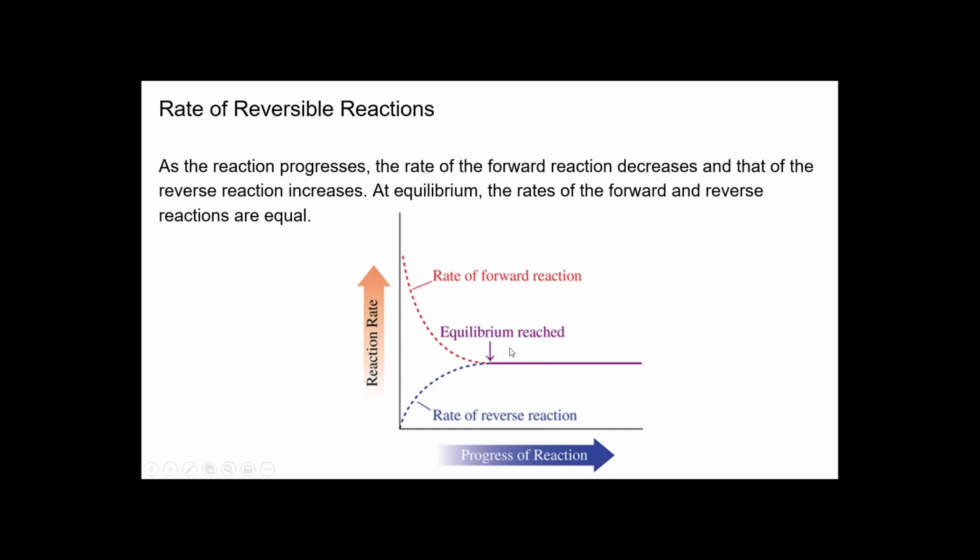Let me read this. As the reactions progress, the rate of the forward reaction decreases and the rate of the reverse reaction increases. At equilibrium, the rates of the forward and the reverse reactions are equal. So let me explain this.